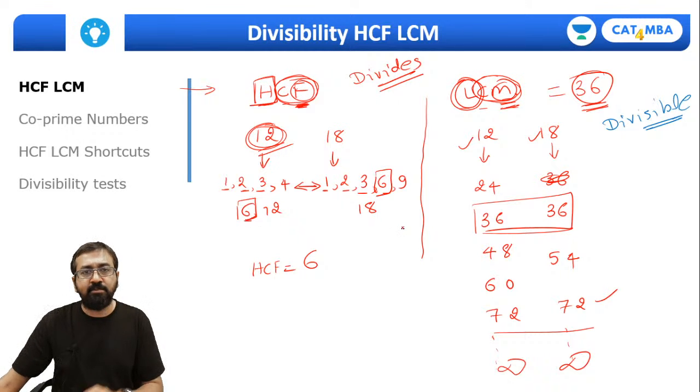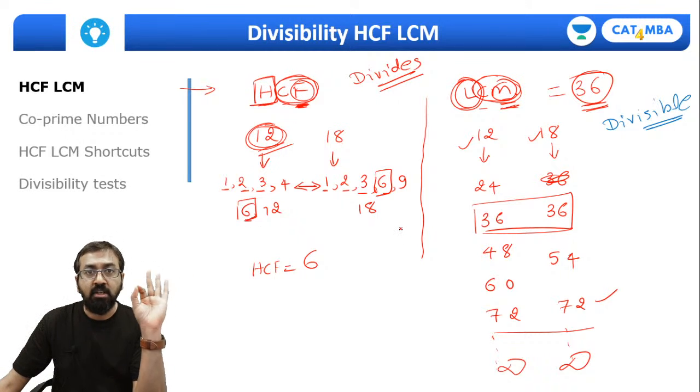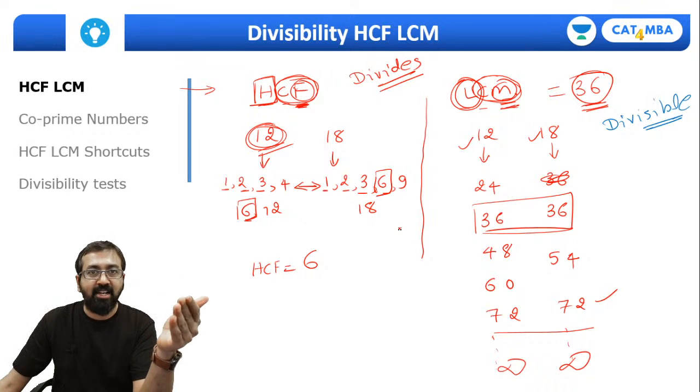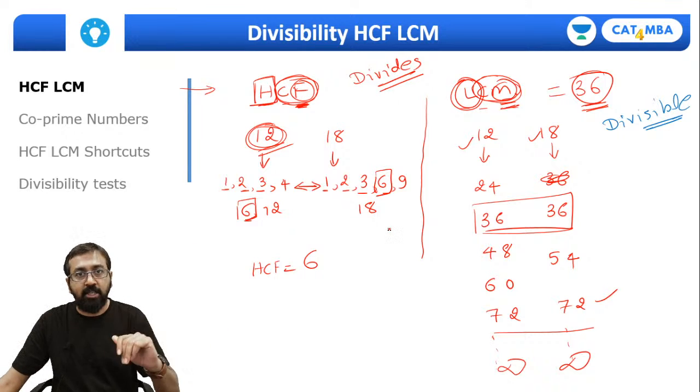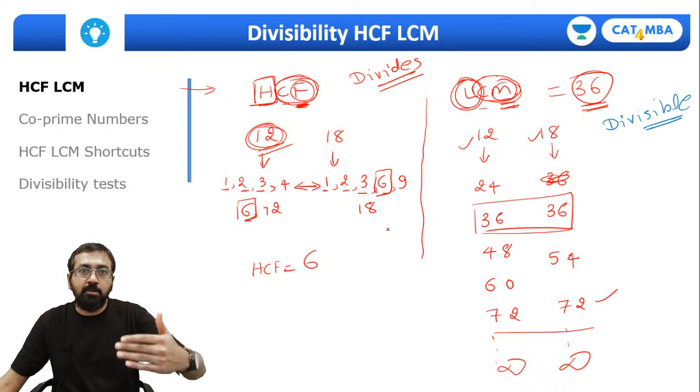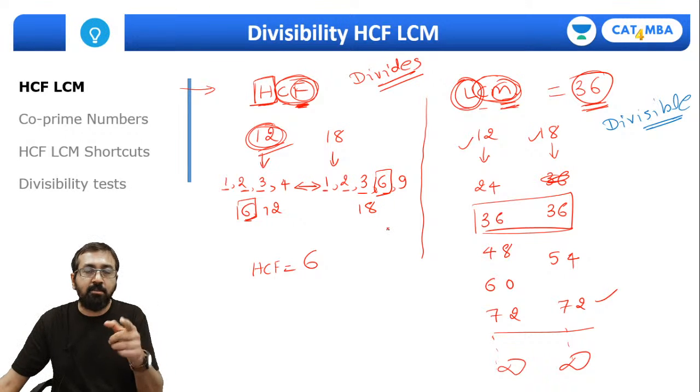Then HCF and LCM. The simple rule that you need to remember: HCF is the highest number which divides both the numbers. So if I ask you what is the HCF of 30 and 40, straight away it's 10, because 10 is the highest number which divides 30 as well as 40. See, 30 and 40 are both divisible by 5, 2, 1, 10 and so on. Among them, which one is the largest number? It's 10. So that's the HCF.